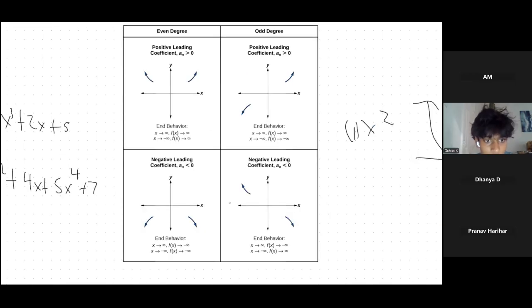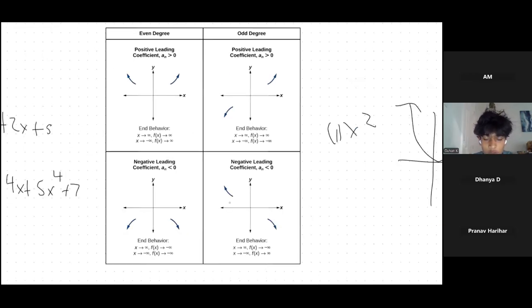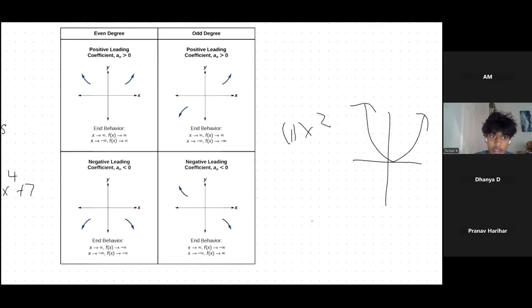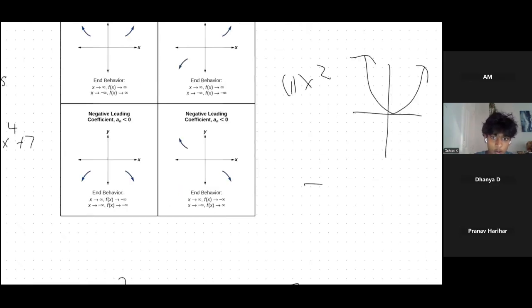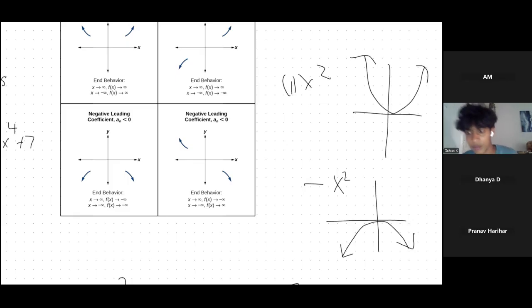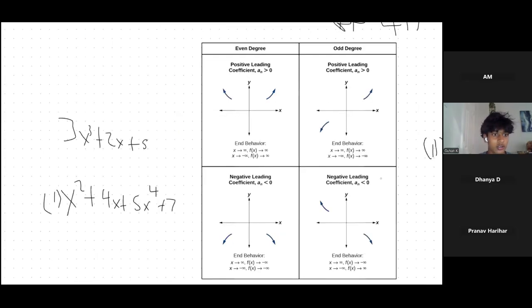So x squared has a positive leading coefficient. Let's look at negative x squared. It's going to have a negative leading coefficient, which means that the end behaviors are going to both be negative. So for even functions, all you need to memorize is that whenever the leading coefficient is positive, both sides go to infinity. And whenever it's negative, both sides go to negative infinity. So it's pretty simple, right? But for odds, it's a little different. So if we're looking at odd functions, we'll look on this side.